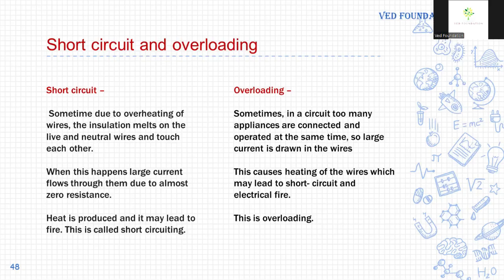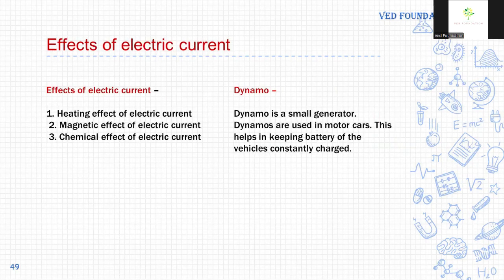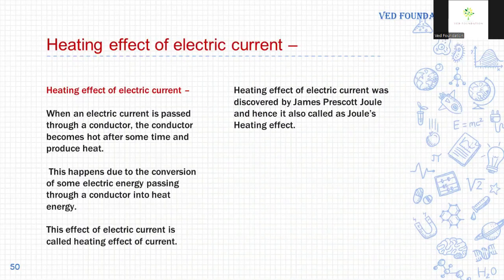And when a large amount of current flows through the wire, a large amount of heat is generated, which leads to short circuit and electric fire. This is called overloading. Effects of electric current. There are three effects of electric current: heating effect of electric current, magnetic effect of electric current, and chemical effect of electric current. Heating effect of electric current.